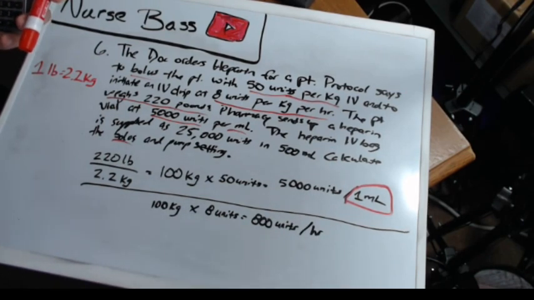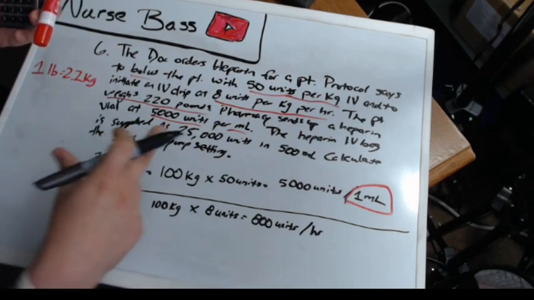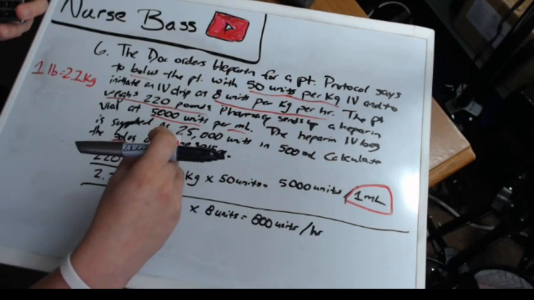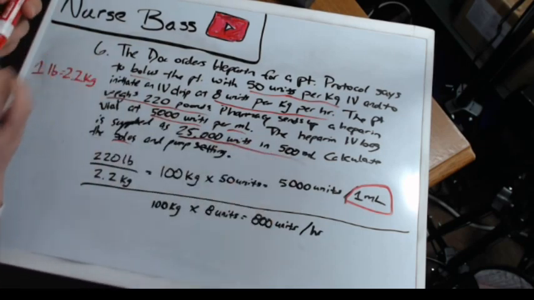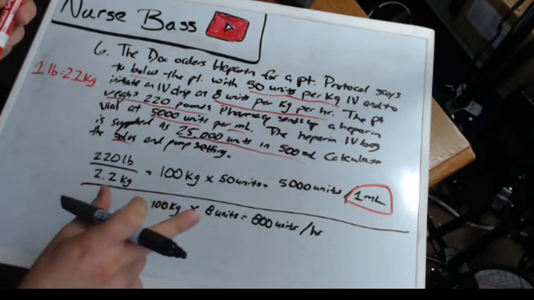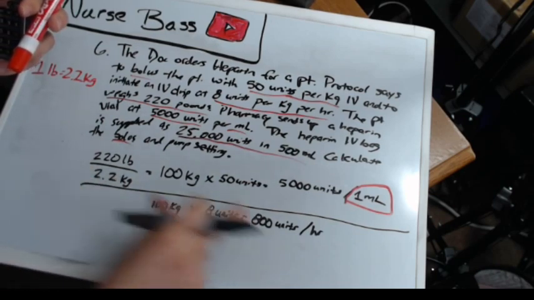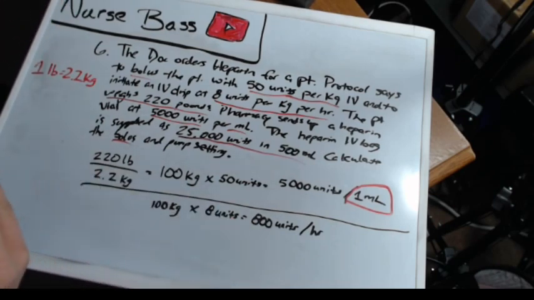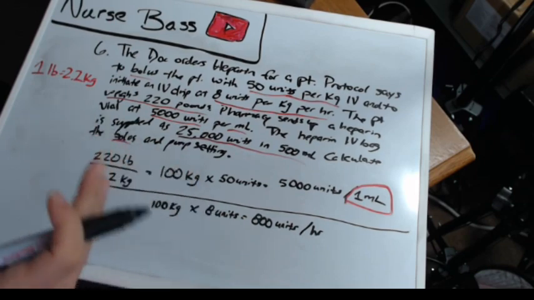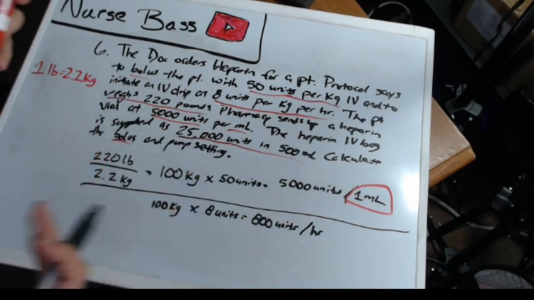Now, what we know is the heparin IV bag is supplied at 25,000 units in 500 milliliters. Okay? We know that what this patient needs is 800 units. What we don't know is how many milliliters that they need per hour. So we have to do, again, the simple cross multiplication that we've done previously.